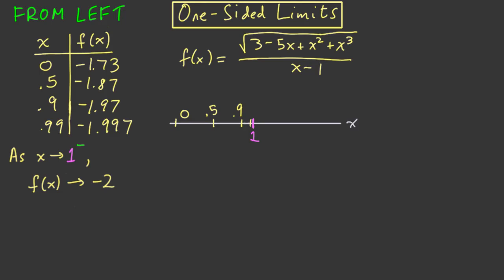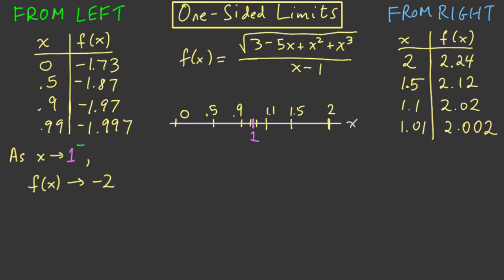What you were supposed to do was the same thing, just on the other side. So you should have picked out some values and made a table. Now, you didn't have to choose these particular values, but you should have chosen some similar looking ones and gotten a similar looking table. And what we see from the table is that as x approaches 1 from the right, f of x approaches 2. Positive 2, not negative 2. So we've got something different going on the right side of 1 versus the left side of 1. Pretty cool.